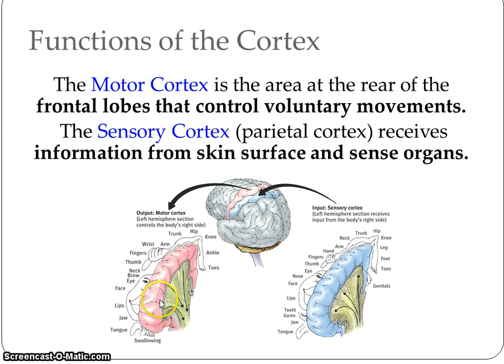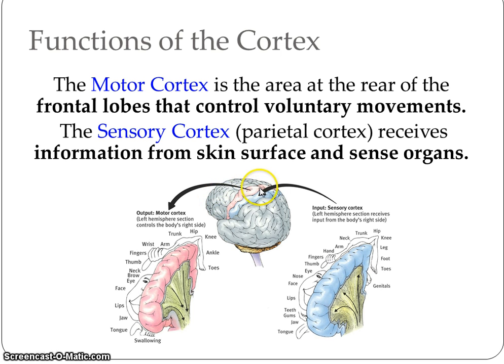Now, at the back of the frontal lobe, you have the motor cortex. The motor cortex is responsible for voluntary movement, so raising your hand in class or getting up because you have to go to the bathroom. Your motor cortex is involved in that. That's found in the back of the frontal lobe. The parietal lobe has or encompasses the sensory cortex. This is giving you information about your skin surface and sense organs.